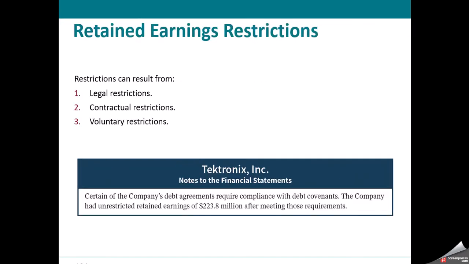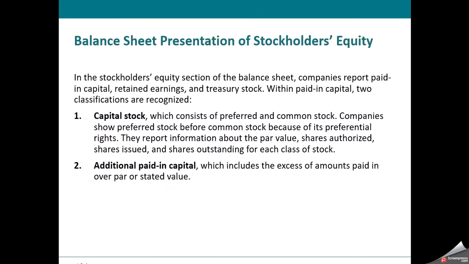So things that can impact our retained earnings or our ability to pay out dividends out of those retained earnings are legal restrictions. If the state says you can't make your retained earnings go negative, you can't make your paid in capital go negative. If you have contractual restrictions, like you have a loan and there were debt covenant agreements that say you cannot pay out dividends if your retained earnings are at a certain level, or if the company just makes that choice.